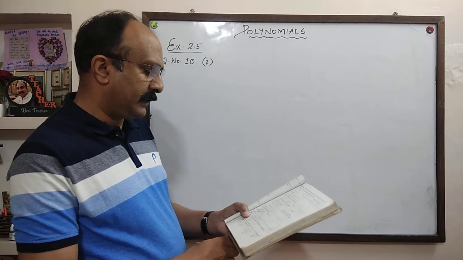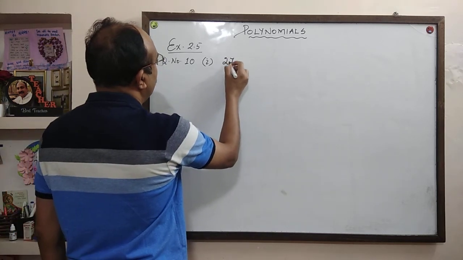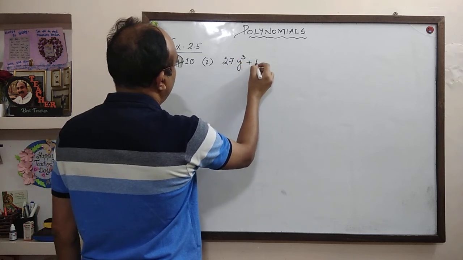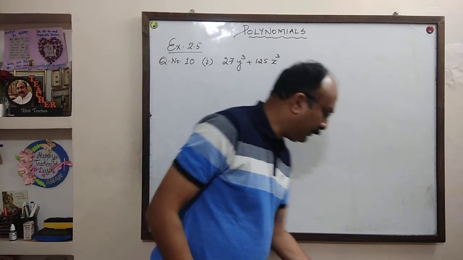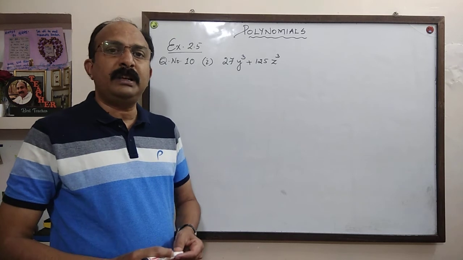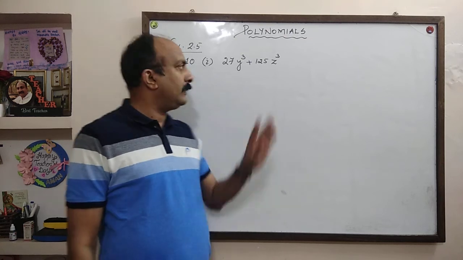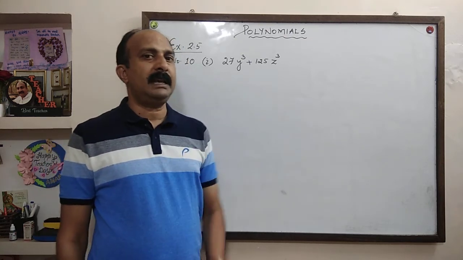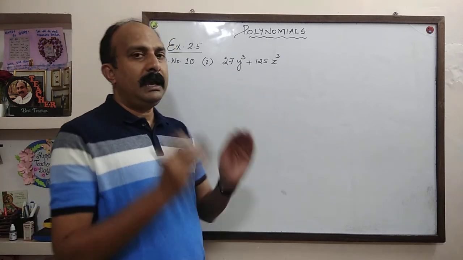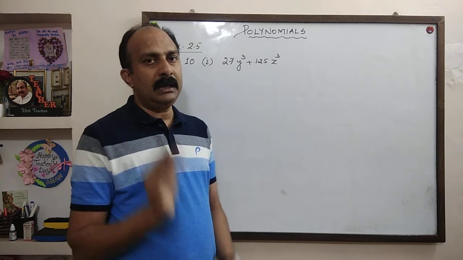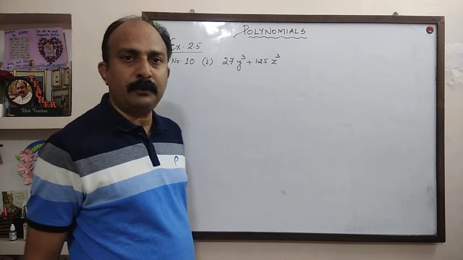There are two questions. First one, 27y cube plus 125z cube. It's a very easy question. We know that the question is in the form of a cube plus b cube, and I have given you the factorization formula of a cube plus b cube in the beginning of this exercise. A cube plus b cube has the factorization formula a plus b into a square minus ab plus b square. So straight away you have to apply that formula, that's all.